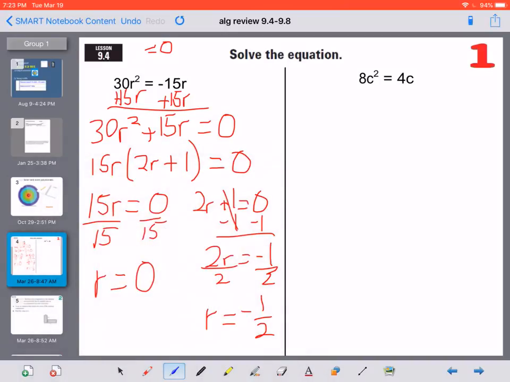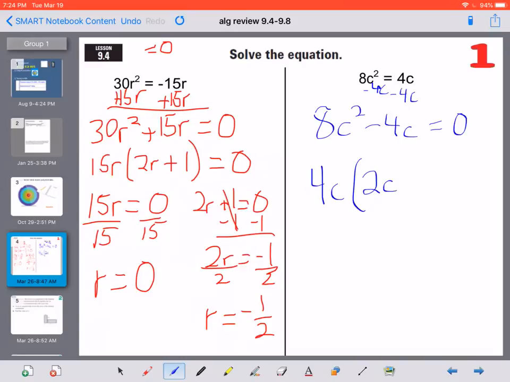Next one, same thing. I'm going to move over the 4c. So we can get 8c squared minus 4c equals 0. Now I see that I can take a 4c out of both of these. So I'll take out 4c. If I take out 4c from 8c squared, I'm left with 2c. And if I take out 4c from negative 4c, I'm left with a negative 1. And that's going to equal 0.